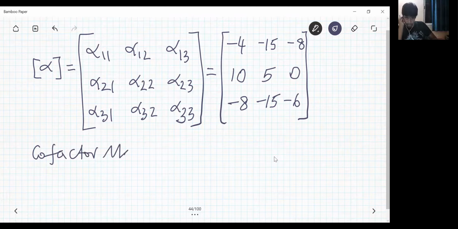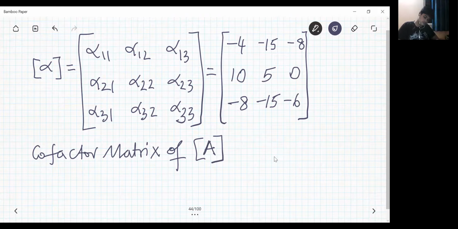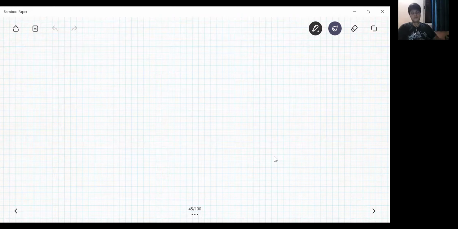of A. Whatever matrix was given, this alpha is the cofactor matrix of that given matrix A. Are you able to follow? Cofactor matrix of A.